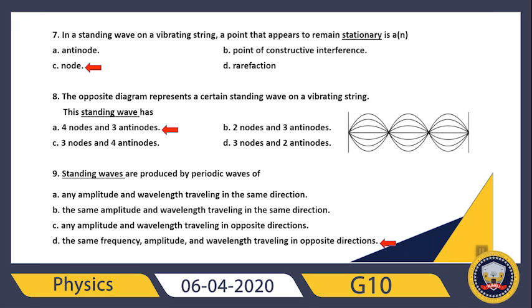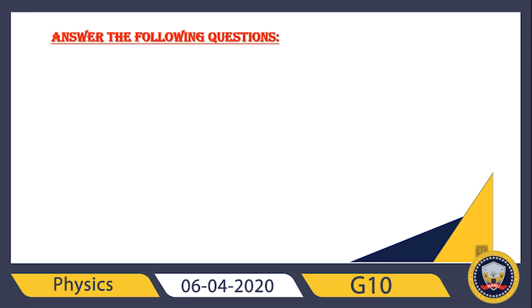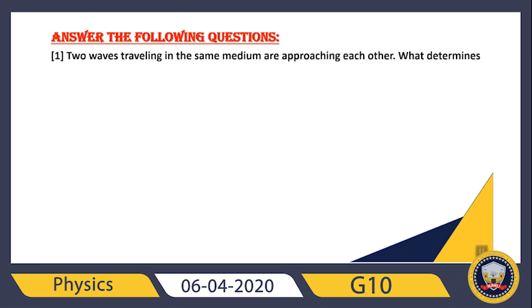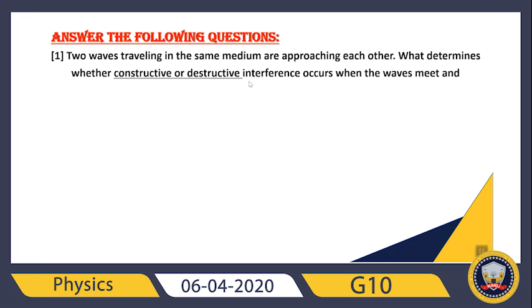Now, let's see another exercise. Answer the following questions. Number 1. 2 waves traveling in the same medium are approaching each other. What determines whether constructive or destructive interference occurs when the waves meet and coincide? Again, 2 waves traveling in the same medium are approaching each other. What determines whether they are constructive or destructive? How can we know that?